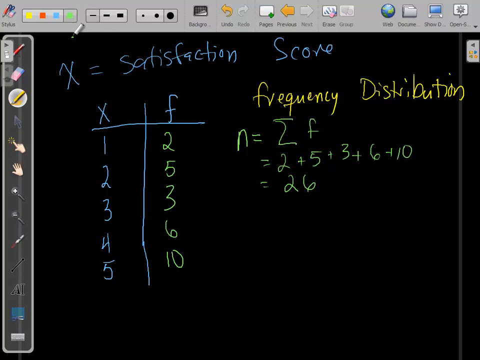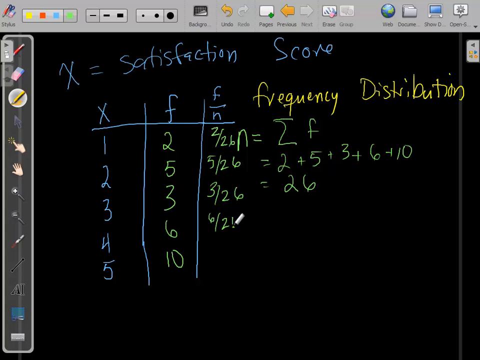Okay, and we can create what's called the relative frequency. Alright, let me put another vertical bar in here. And so if I took that F value over the sample size, that would tell me the relative frequency, so the portion out of the whole of people that agreed with statement 1, statement 2, and so forth. So for this one, we would have 2 out of 26 gave it a score of 1, 5 out of 26 gave it a score of 2, 3 out of 26 gave it a score of 3, 6 out of 26 gave it a score of 4, and 10 out of 26 gave it a score of 5. So what we're going to do is look at this data. Well, I can circle that.